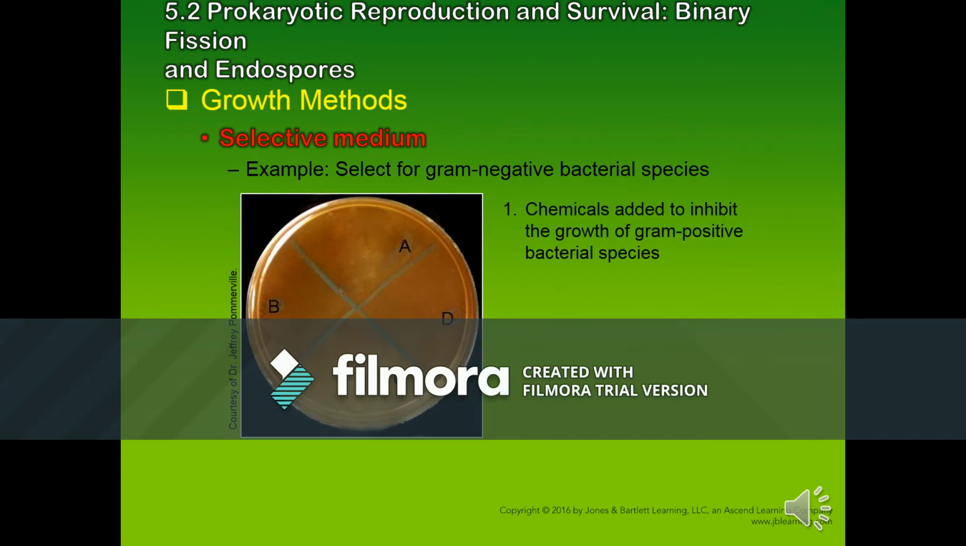The way to make a selective media is to add something that will inhibit the growth of some other type of bacteria. In this case, if we want to grow the gram-negatives, we're going to add something that inhibits the gram-positives from growing.